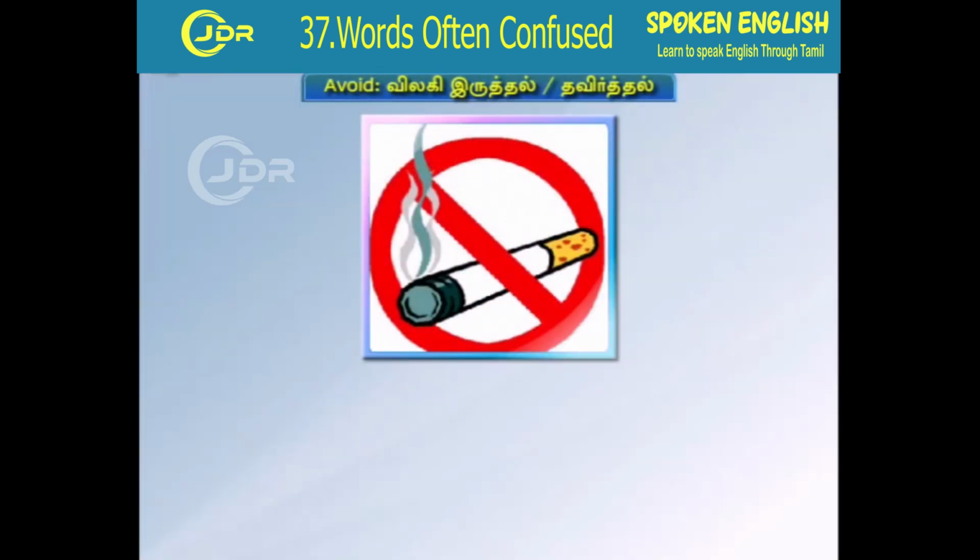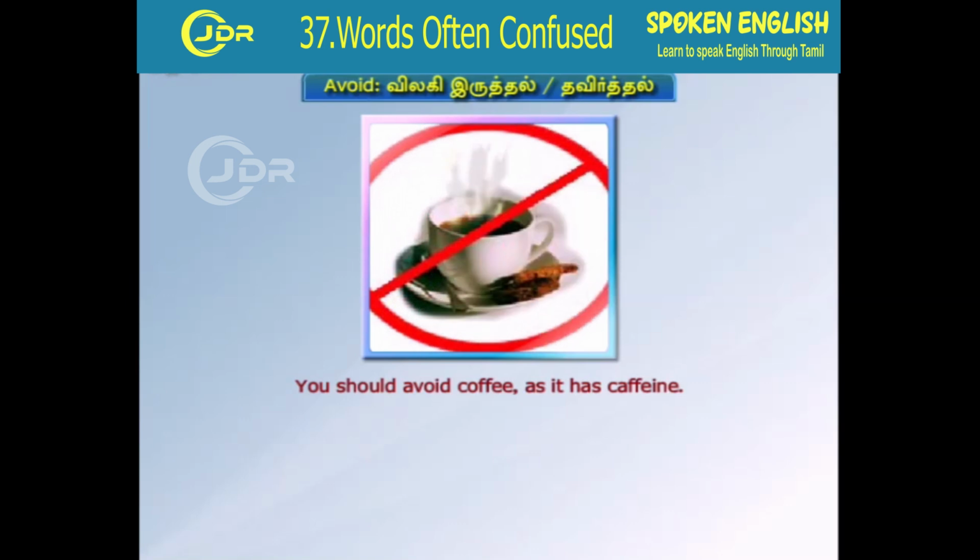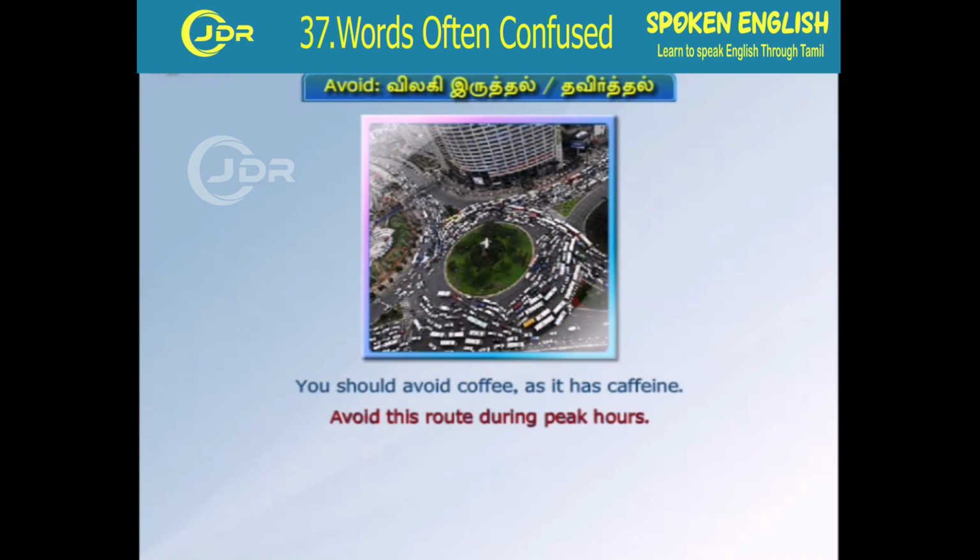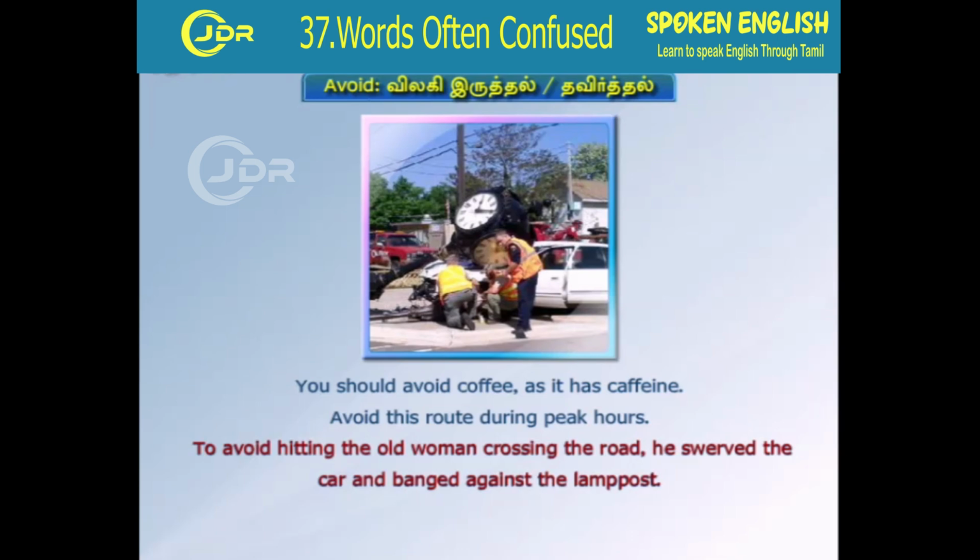Avoid, விலகி இருத்தல், தவிர்த்தல். You should avoid coffee as it has caffeine. Avoid this route during peak hours. To avoid hitting the old woman crossing the road, he swerved the car and banged against the lamppost.